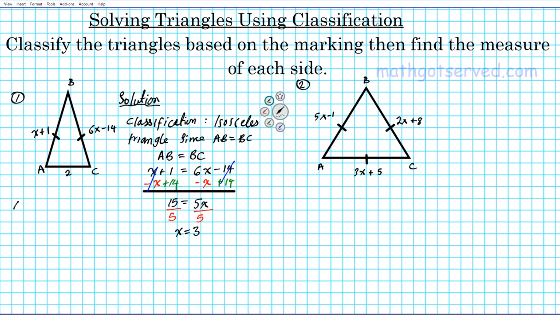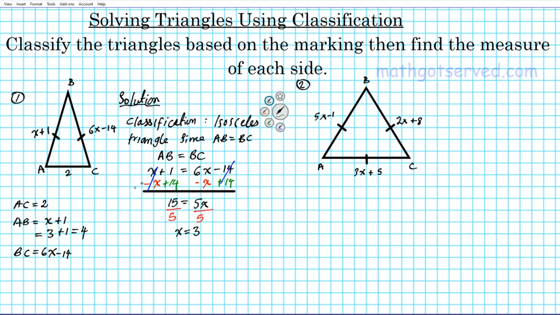Now that we have that, we can find the measure of each side. We know what AC is. AC is 2. AB is x plus 1, so to find the measure of this, we substitute 3 into this variable spot. 3 plus 1 is 4. So that's AB. The last one we need to find is BC. What's the measure of BC? BC is given by the expression 6x minus 14.